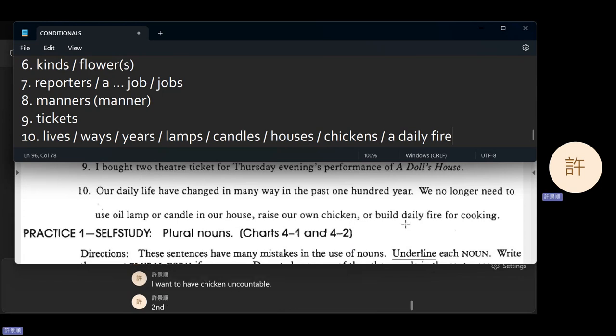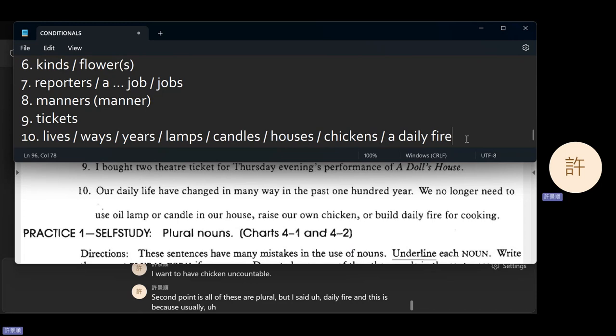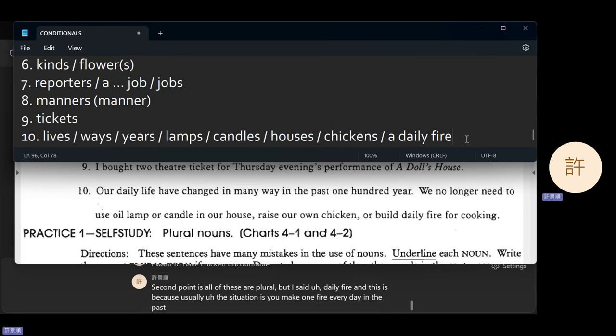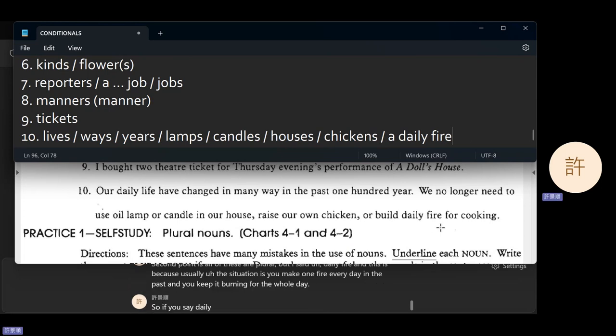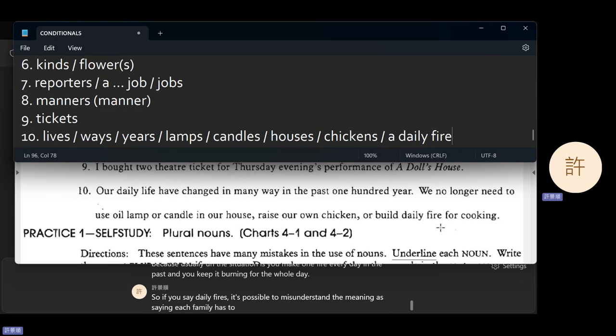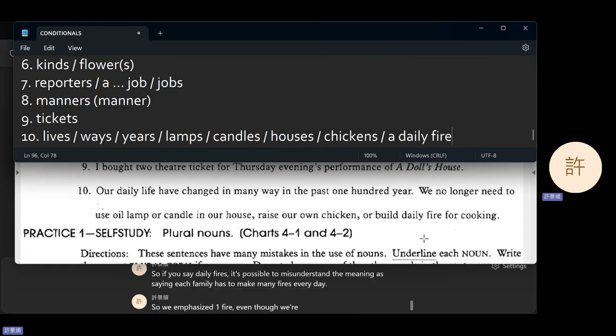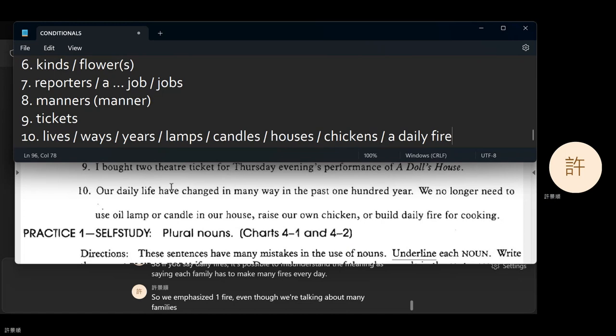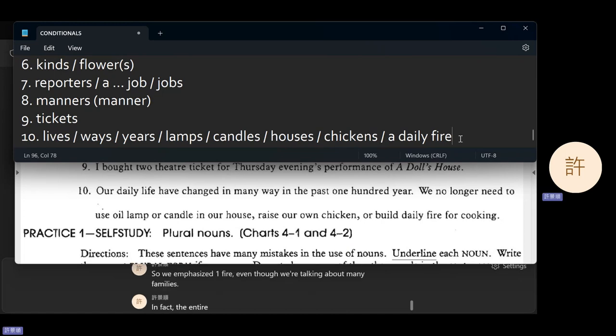Second point is, all of these are plural, but I said a daily fire, and this is because usually the situation is you make one fire every day in the past, and you keep it burning for the whole day. So if you say daily fires, it's possible to misunderstand the meaning as saying each family has to make many fires every day. So we emphasize one fire, even though we're talking about many families. In fact, the entire series can all be singular if you want.